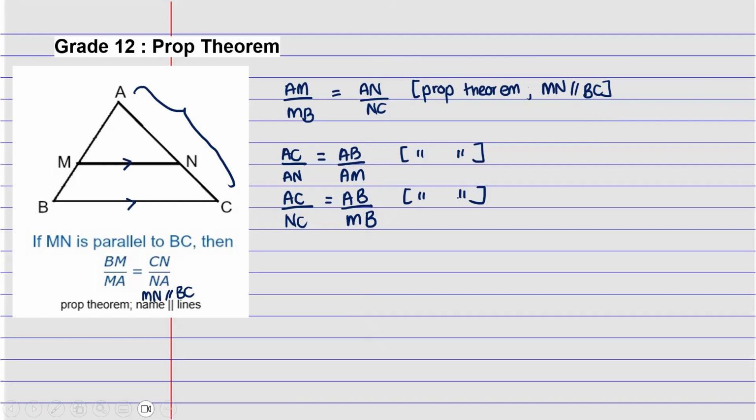What's the one thing that you cannot do? You cannot say MN divided by BC, and maybe link it up. You can never match these two up in terms of this proportionality theorem. Does that make sense? You can only do the proportion of the sides. Does that make sense, guys?